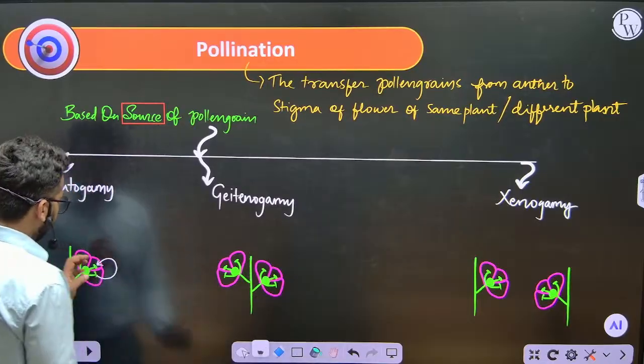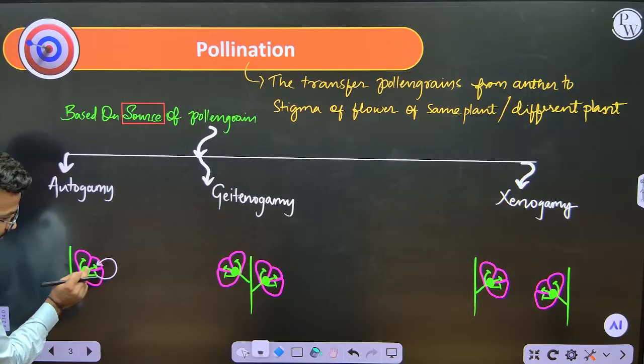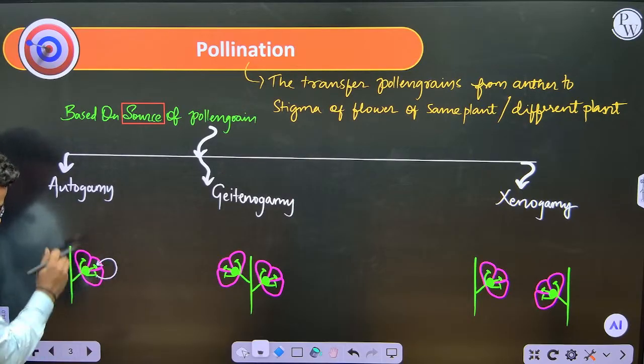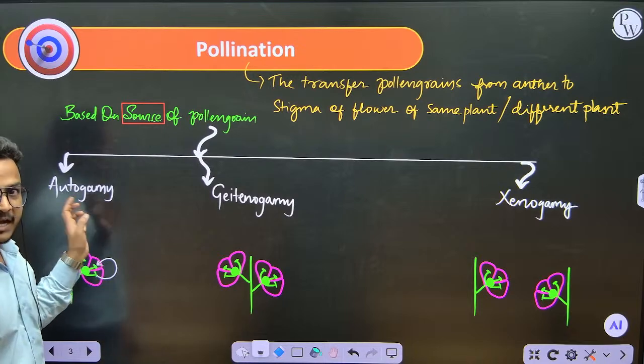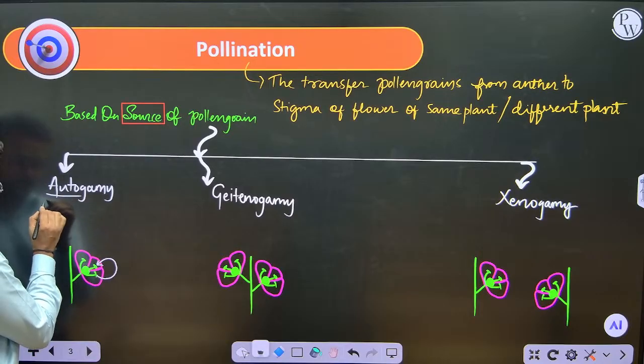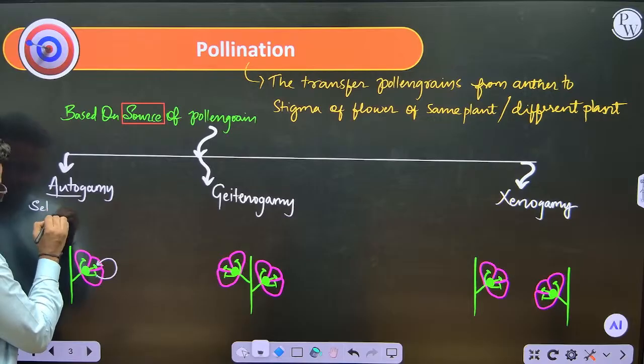So now listen here. In the first case, the transfer of pollen grain from anther to the stigma of the same flower of the same plant is taking place, which we call autogamy. Here auto is nothing but what? Self. So autogamy is also called self pollination.